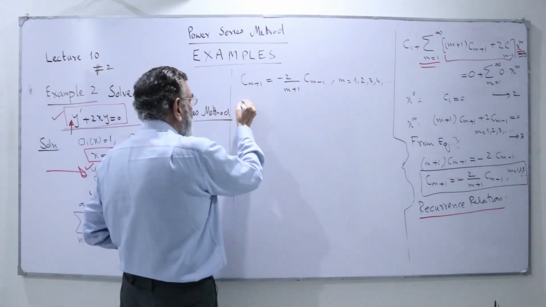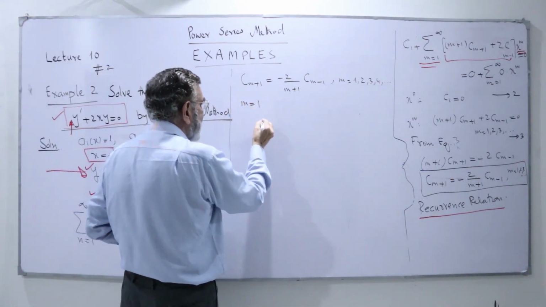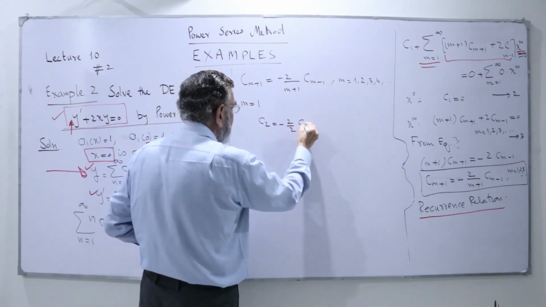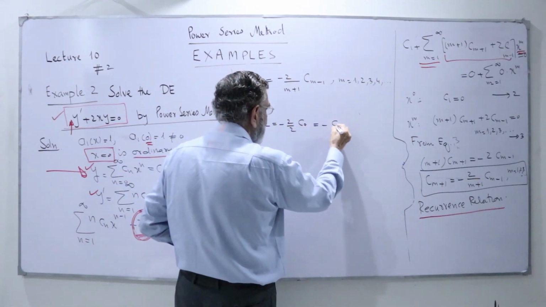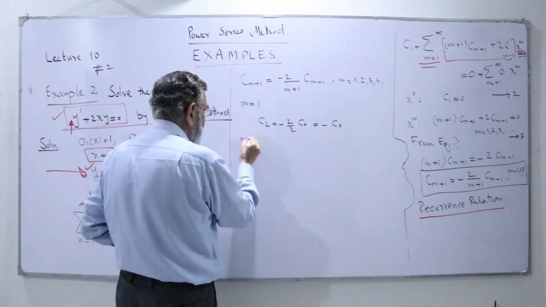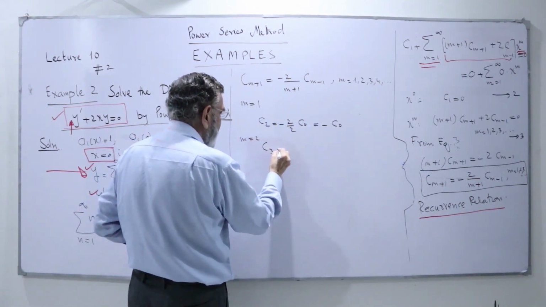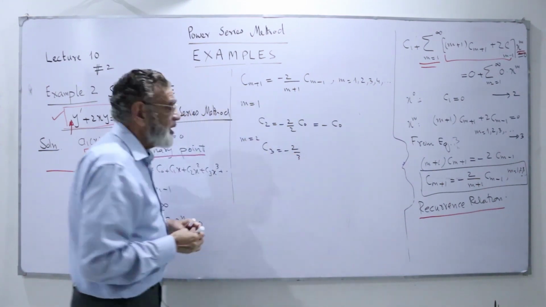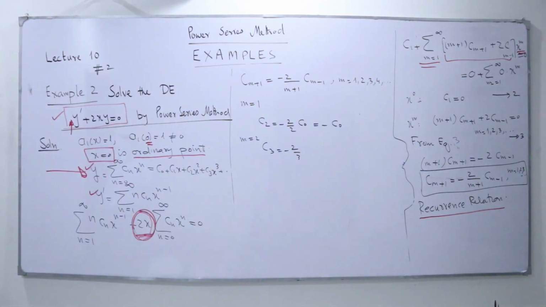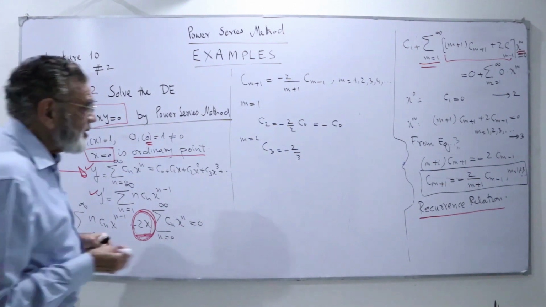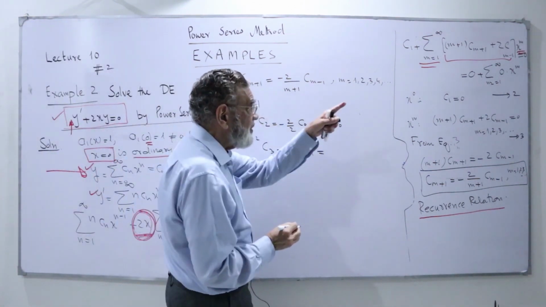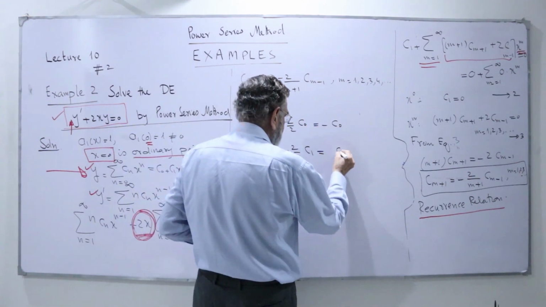So we take m equal to 1. When I take m equal to 1, I get c2 equal to minus 2 upon 2 c0, so I get minus c0. When I take m equal to 2, I get c3 equal to minus 2 upon 3, since m plus 1 is 3, times c2 minus c1. What is the value of c1? In equation 2, c1 is equal to 0. So this is equal to 0.